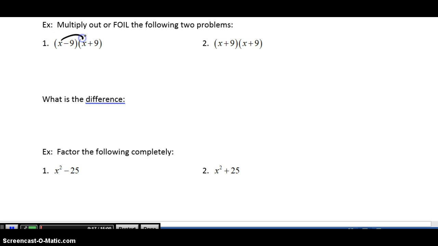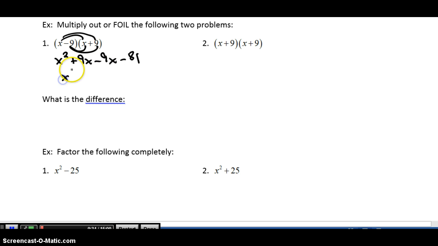So FOIL is just multiply this times this. This is not new to us to FOIL. So x squared plus the 9x, we're multiplying here. Multiply these two together is minus 9x. Multiply these two together, you get minus 81. All right, now we'll go ahead and combine like terms in the middle here.